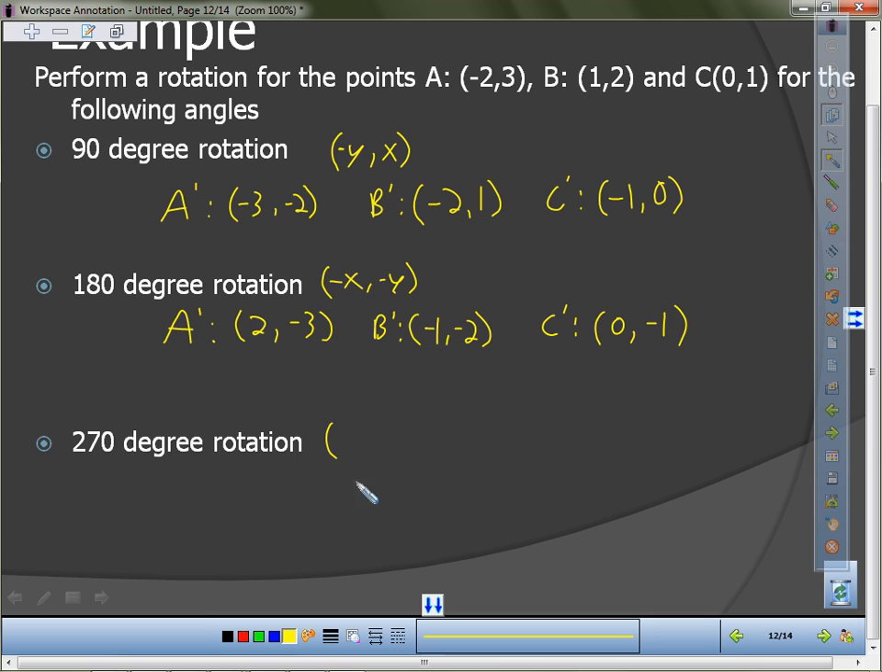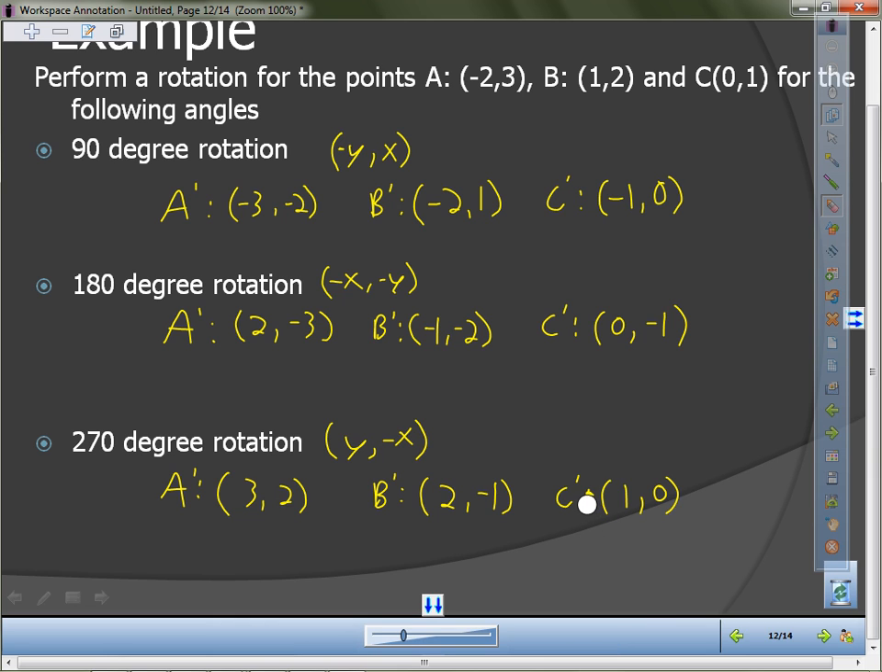And then 270. We know that they're going to switch places. And for 270, the last one becomes negative. Right? So what was our x is our new y. So A prime will be 3, positive 2. B prime is going to be 2, negative 1. And then C prime, should be a colon there, I'm sorry. C prime will be 1, 0. And if we're doing just a regular old reflection, that's all we really need to worry about. We're able to just kind of go through and set it up. Questions on that? Seem pretty straightforward?